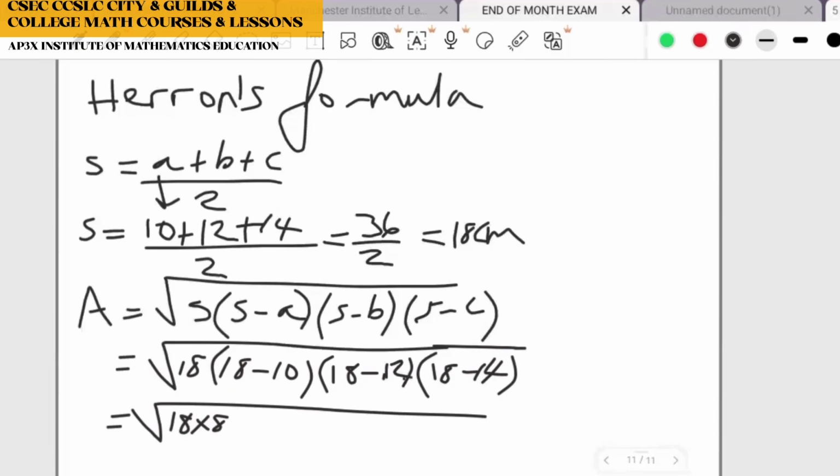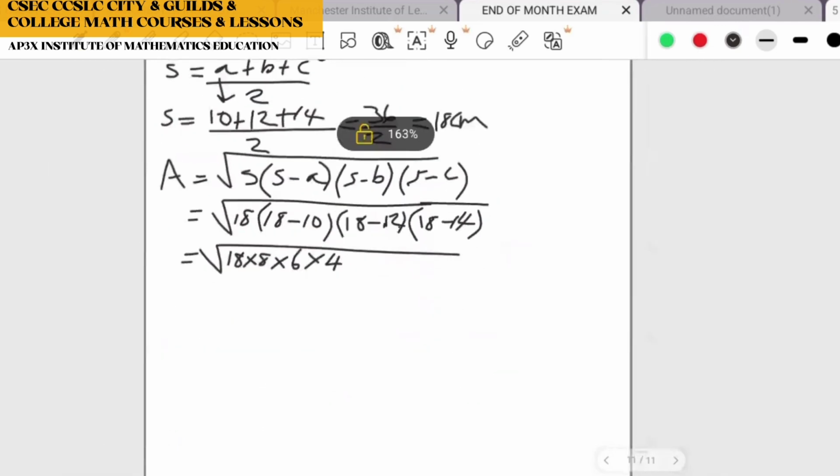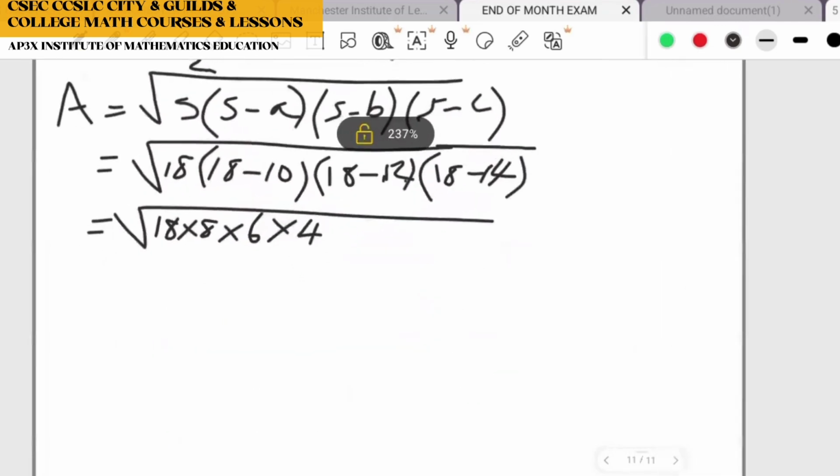Okay, so 18 comes back down. 18 take away 10 is 8. Multiplied then by 18 take away 12 is 6. And 18 take away 14 is 4. So then we proceed to just get one number underneath the square root. That becomes the square root of. And we proceed. Could somebody go ahead and multiply 18 multiplied by 8 multiplied by 6 multiplied by 4?